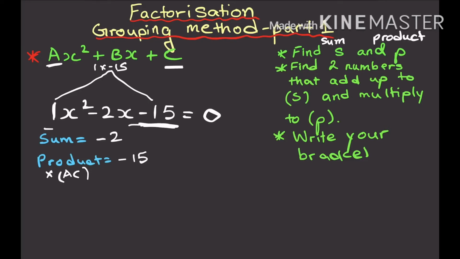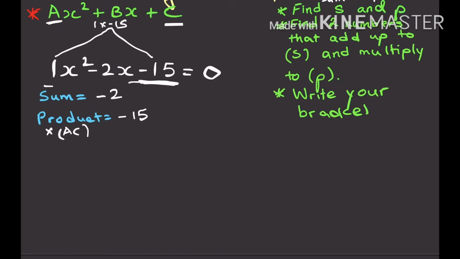In this case, our sum is -2 and product is -15. So two numbers that add up to -2 and multiply to -15. Let's try -5 and a +3. Let's see this. If we add them, -5 plus +3.